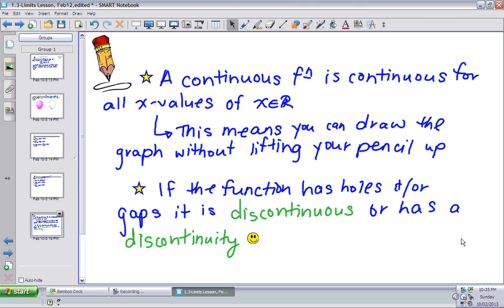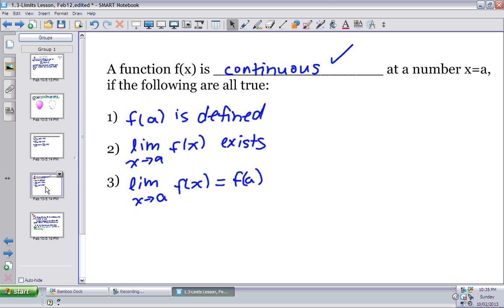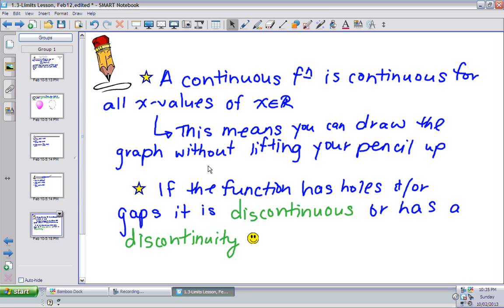And so this is a way that you can tell from graphing as opposed to doing more the algebraic way, which is these three ways. You can tell it just by putting your pencil on the graph and being able to lift it up.